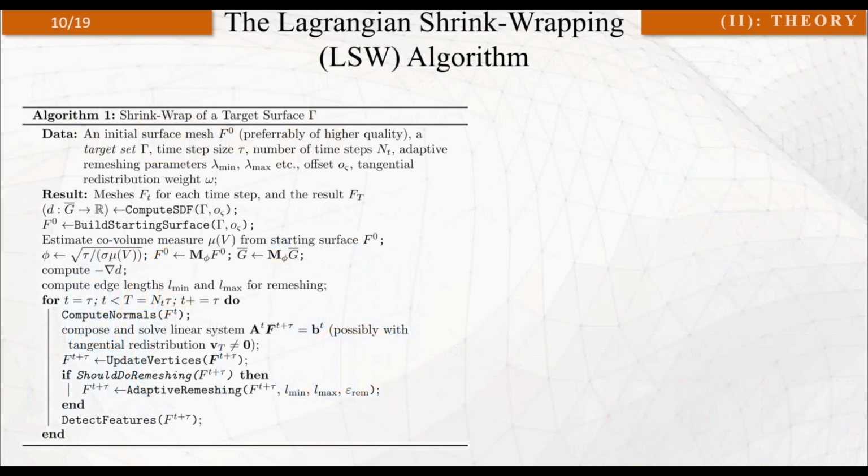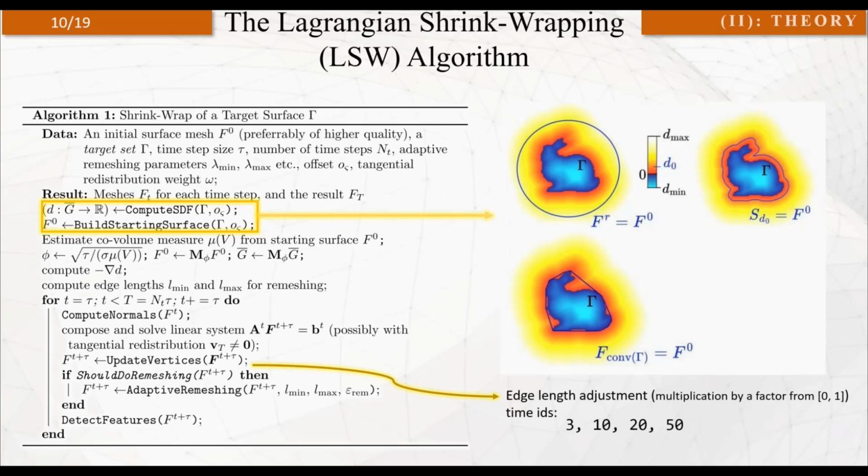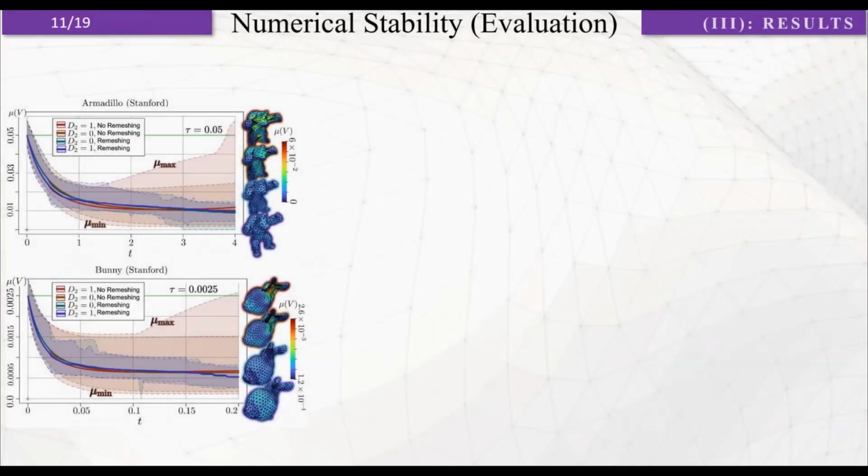Now we can compose the overall algorithm from its individual steps, starting from one of the 3 chosen initial surfaces with properly tuned remeshing parameters. And another helpful step is the edge length sizing adjustment for some time steps by a given factor. This leads to a more detailed tessellation when the surface is closer to the target. So let's move on to the results section of this presentation.